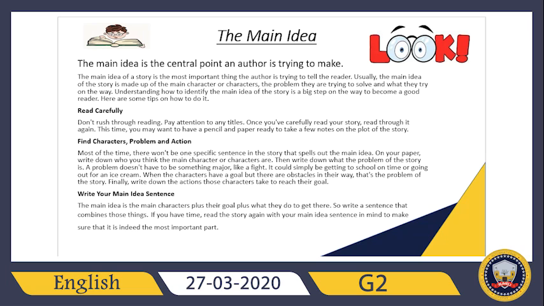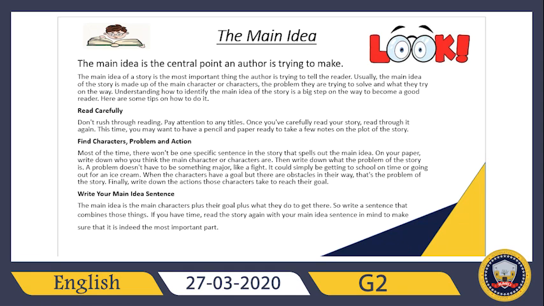Once you have done this, once you have read the story thoroughly, try to find characters, problem, and action. Now, do you remember the story Mr. Tennant's Tie Trouble? In that, you know there are many characters. And who is the main character? Mr. Tennant. So now, let us read. Most of the time, there won't be one specific sentence in the story that spells out the main idea. On your paper, write down who you think the main character or characters are. Then write down what the problem of the story is.